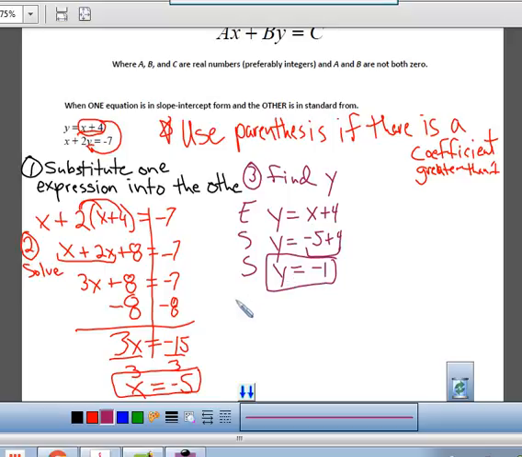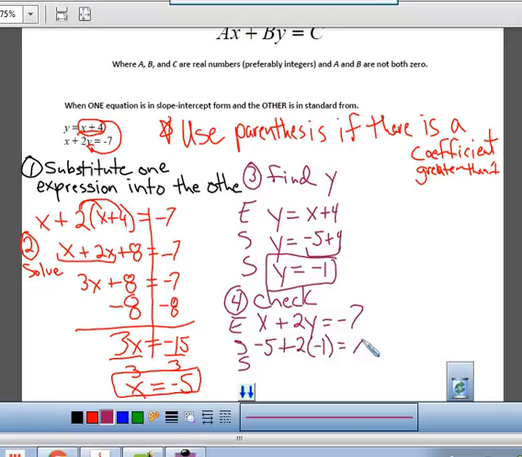But we of course have to check it. And we check it using the other equation. The other equation is, and we're going to do ESS again, x plus 2y equals negative 7. Now I substitute negative 5 in for x, negative 1 in for y equals negative 7.